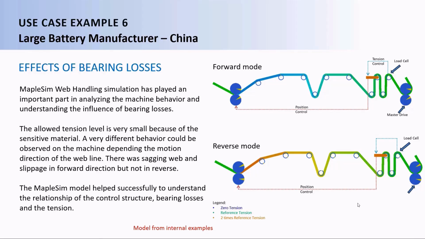Well, as I mentioned earlier, simulation gives you deep insight into all the things going on in your line. I've got two pictures that show the exact tensions that were coming out of the machine depending on the web direction. They were able to use this to understand the relationship between the bearing drag or bearing losses and the tension in that line, as well as the controller that they were using. That gave them the insight they needed to actually understand the problem and then solve it.